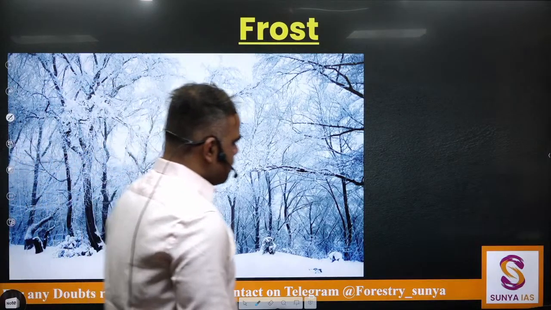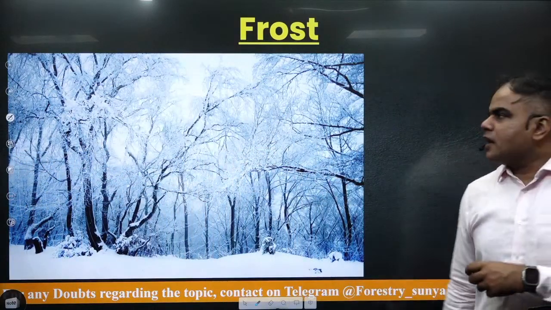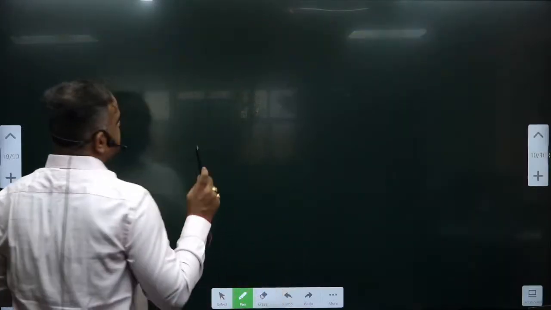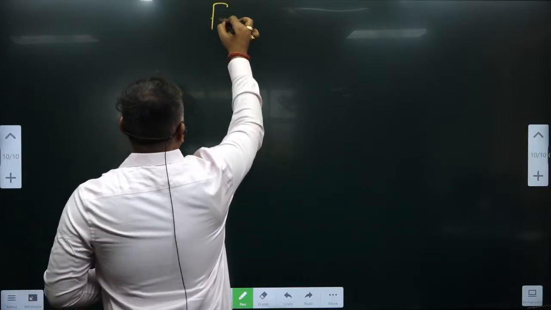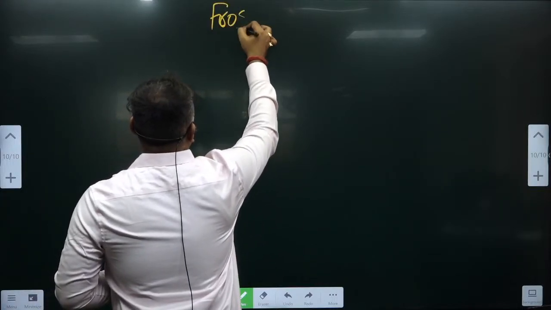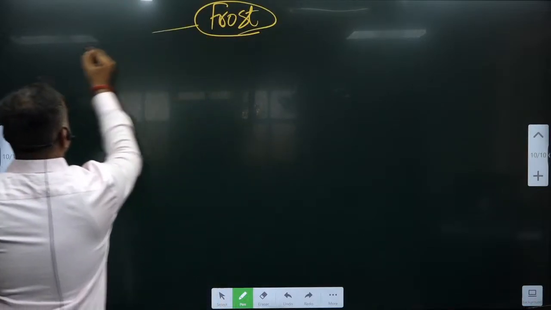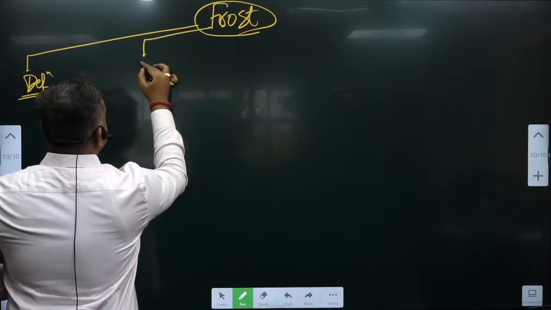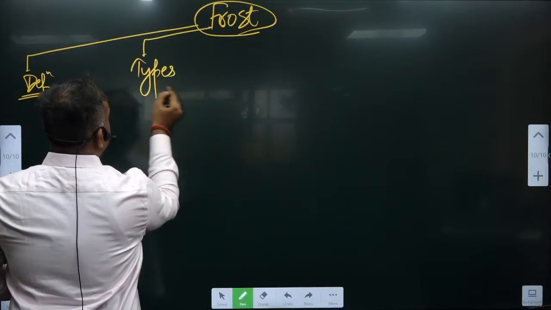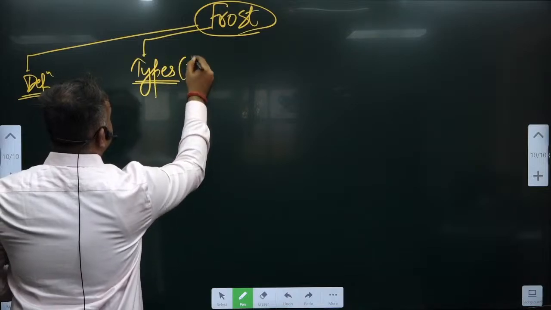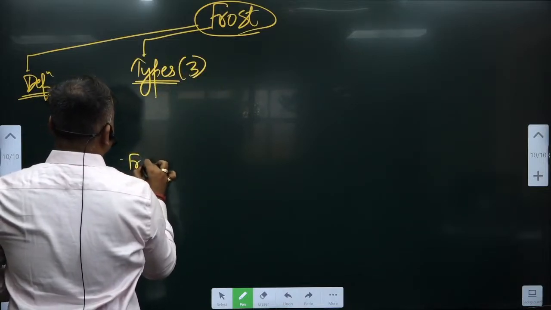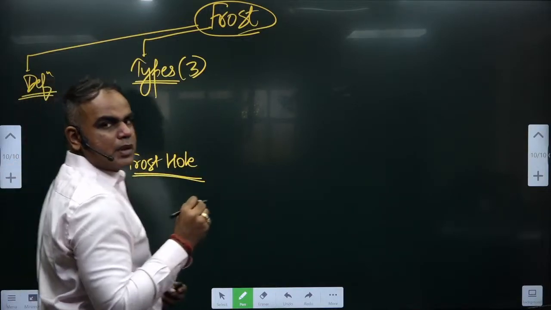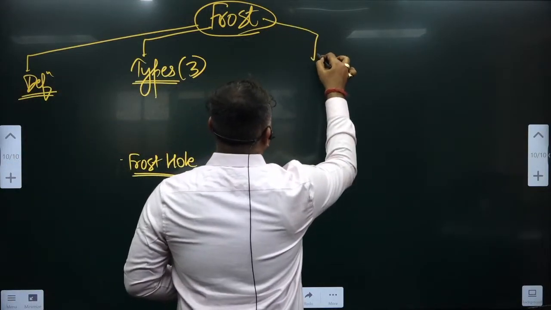So when we are doing frost, I'll just mention a framework how to do this once, because you will see questions coming from frost. So let's say we are talking about frost. One of course is the basic geography, you have to write just a one line definition. Second part is the types of frost, so we basically have three types of frost, and here also we'll see something known as a frost hole.